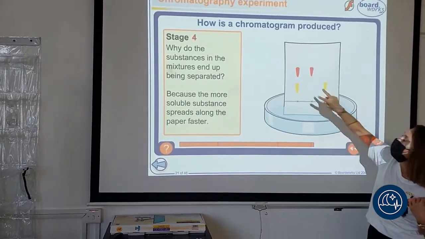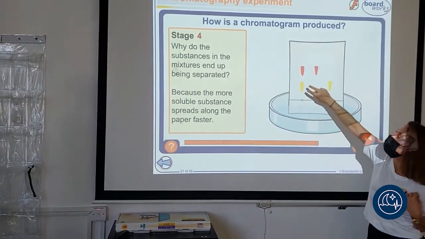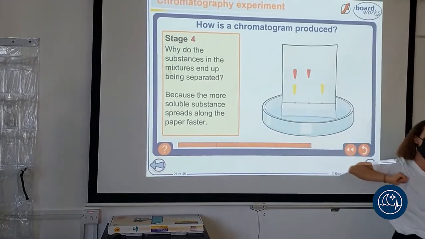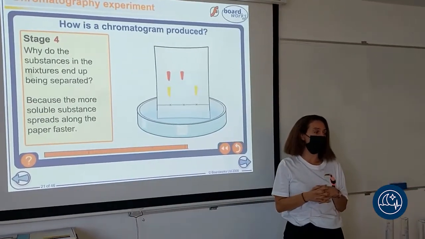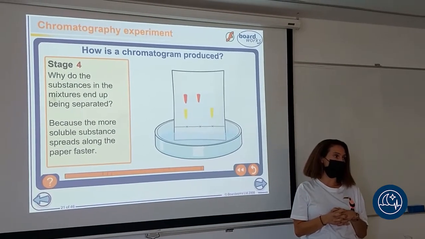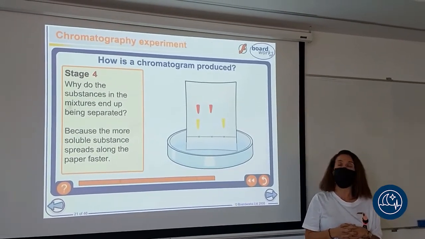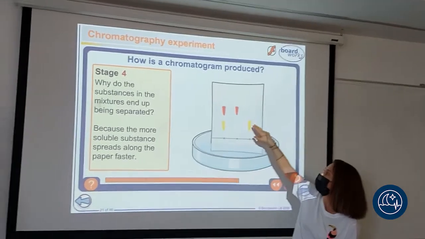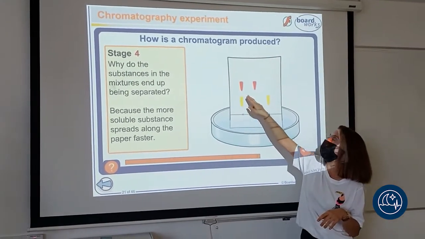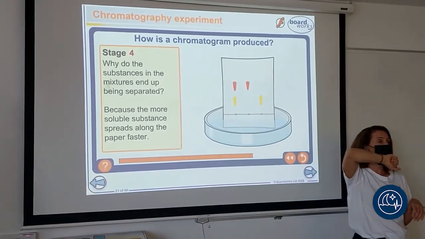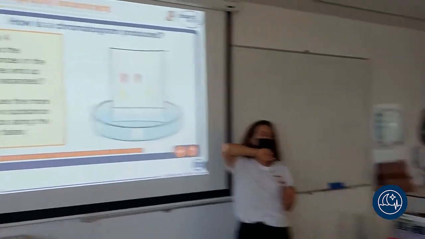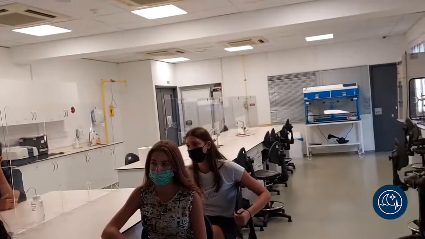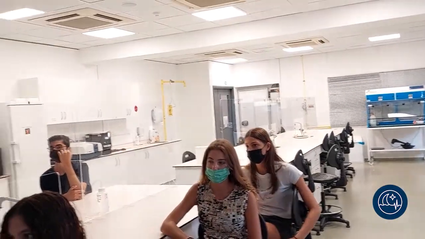So, why do you think the substances in the mixture are separated? Can you think about why they're separated? Yes, Nikita? Because the color was a mixture of 2 colors. So why has one color traveled up further than the other? So remember, this was dipped in a solvent. Yes, Alex? It depends on how soluble the substance is.